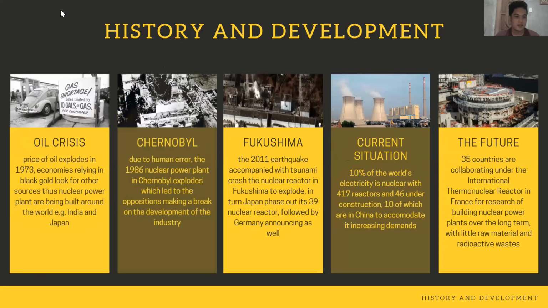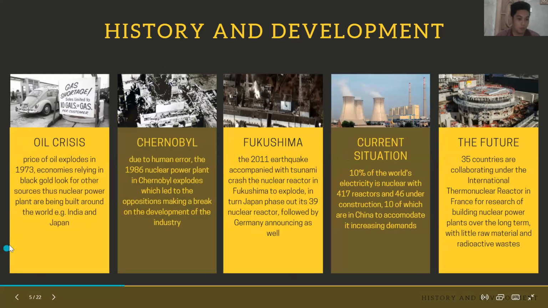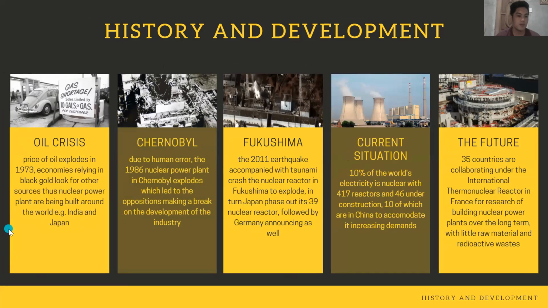Oil crisis. Price of oil in 1973. Economies relying on black gold looked for other sources, thus nuclear power plants were built around the world, specifically in India and Japan.